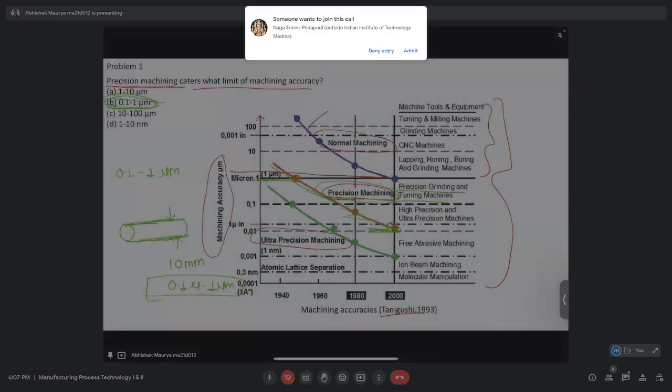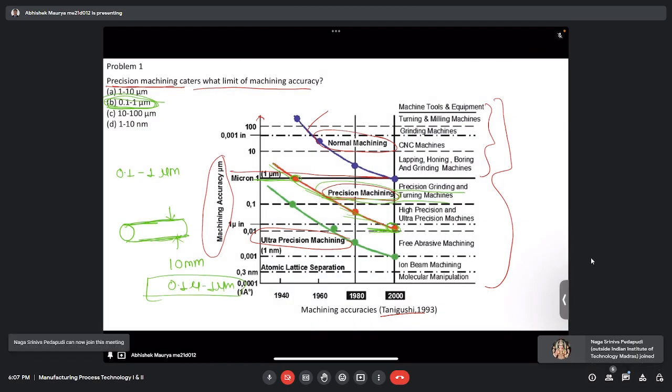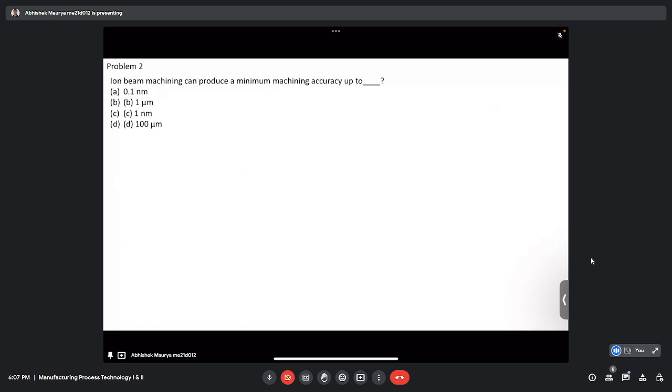Shall I move to the next problem? Any of you have any doubt? Okay, if there is no doubt, then we can move to the next problem. Please read the problem and you can give your response in the chat box. I have got one response. I am waiting for others. Others, can you please quickly give your response in the chat box?